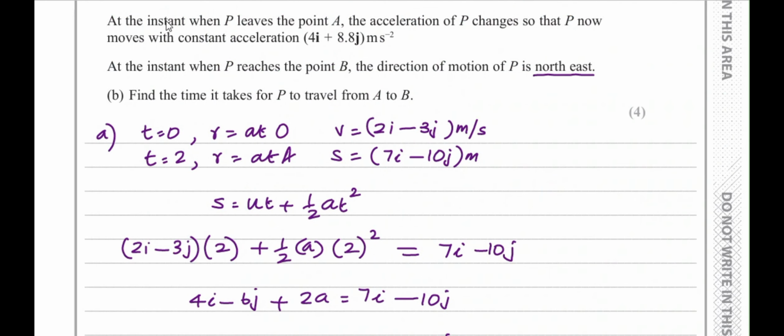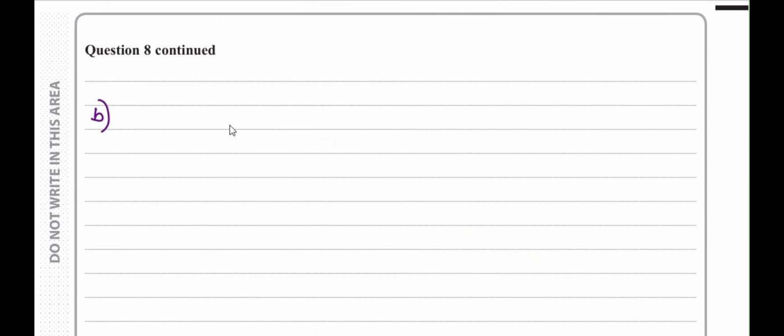Final part of the question. At the instant when P leaves the point A, the acceleration of P changes so that P now moves with constant acceleration 4i plus 8.8j meters per second squared. At the instant when P reaches the point B, the direction of motion of P is northeast. Find the time it takes for P to travel from A to B. To comprehend the question, let us represent it diagrammatically. So from position O, the particle moves to point A, and from there the particle moves to point B.